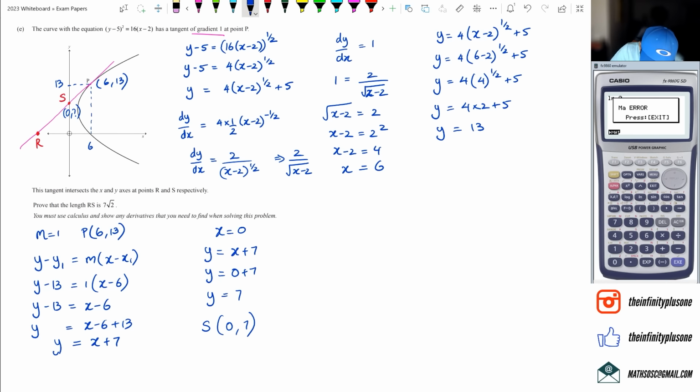Now if I look at point R, I know the y value is 0, but I don't know what the x value is. So in that case, I'm going to put down y is equal to 0, and then I've got y equals x plus 7. So 0 is equal to x plus 7, and I can say that x is equal to minus 7. So point R is equal to negative 7 and 0.